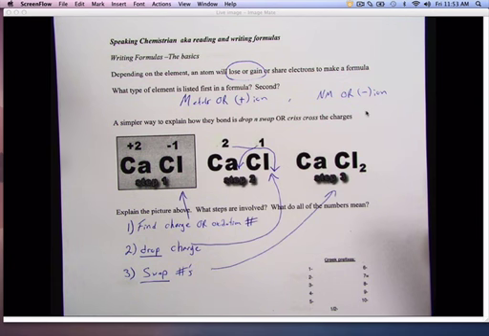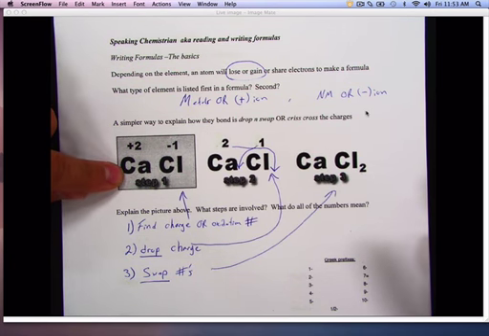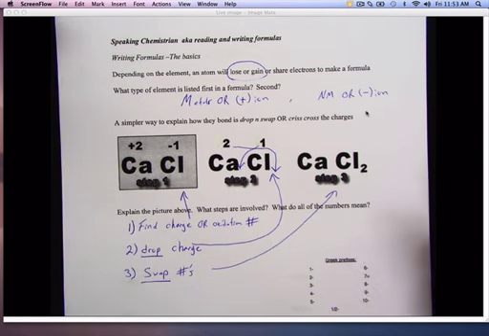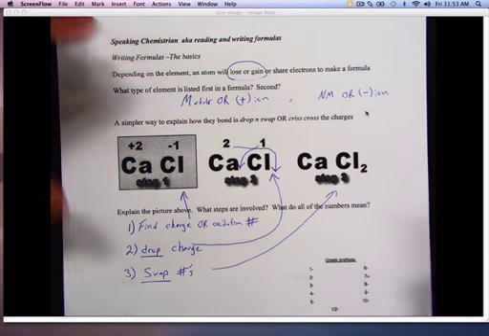And metals are usually going to be written first. For example here, calcium is written first, or the positive ion is going to be first. And then your nonmetal or your negative ion is going to be written second in the formula. That's it. Those are the basics. Don't make it any harder than what it is. It's simple. Drop and swap. Find the charges. Drop charges. Swap the numbers.